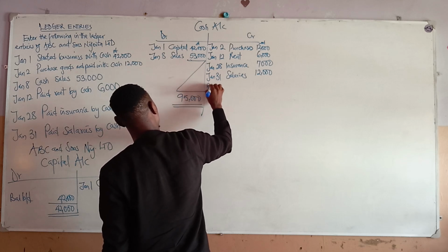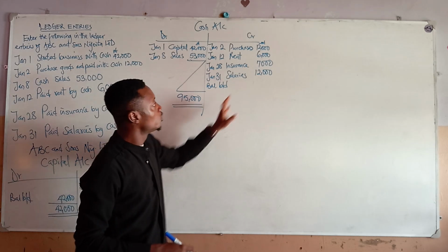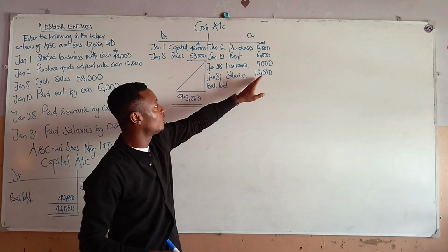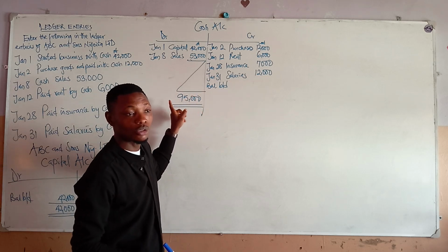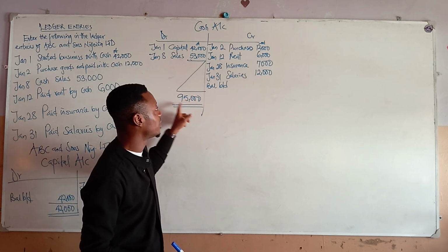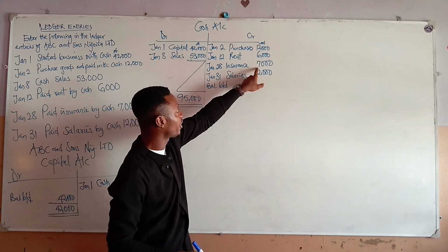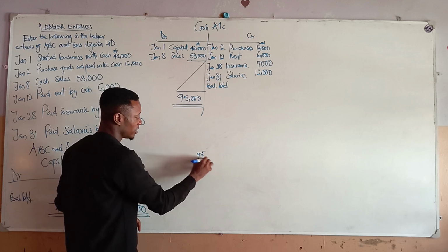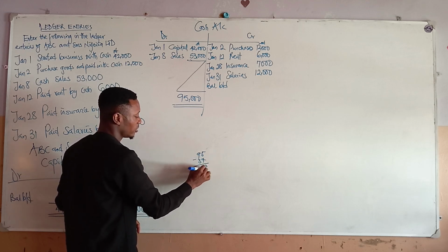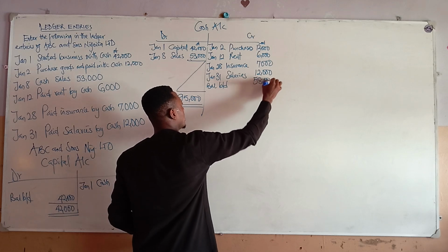So my balance brought down will be here. How do we calculate balance brought down? You sum up the total of the amounts you have on the credit side, and then you subtract it from the total of the amounts you have on the debit side. This 24,000, 31,000, 37,000. So I have 95 minus 37, which will give me 58,000. So my balance brought down is 58,000.